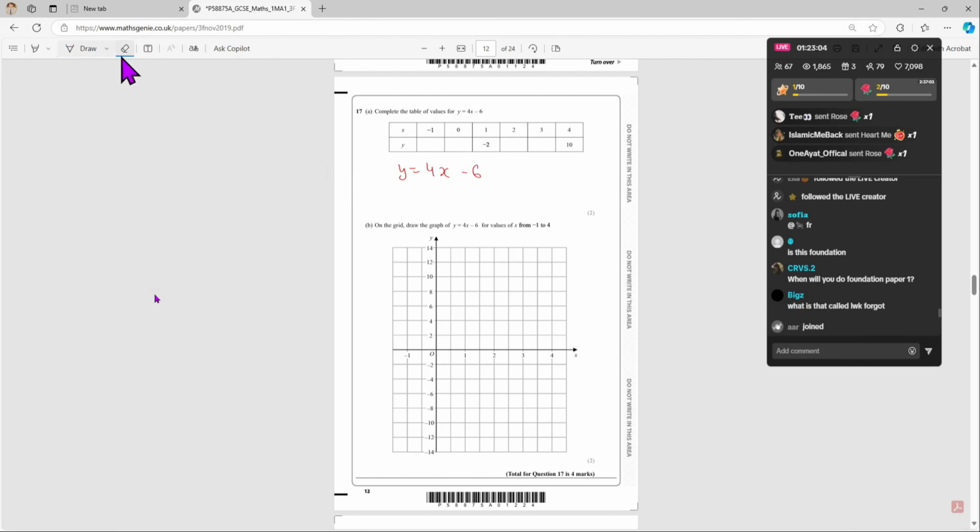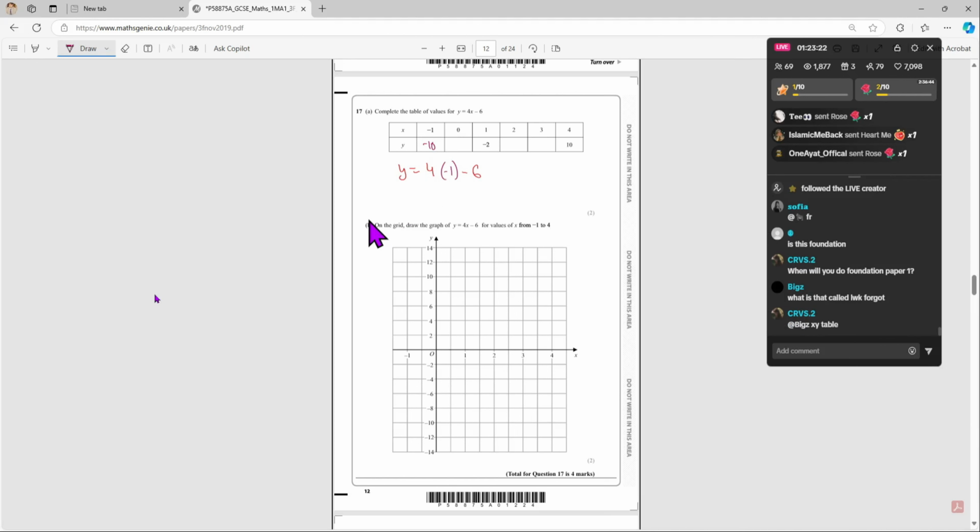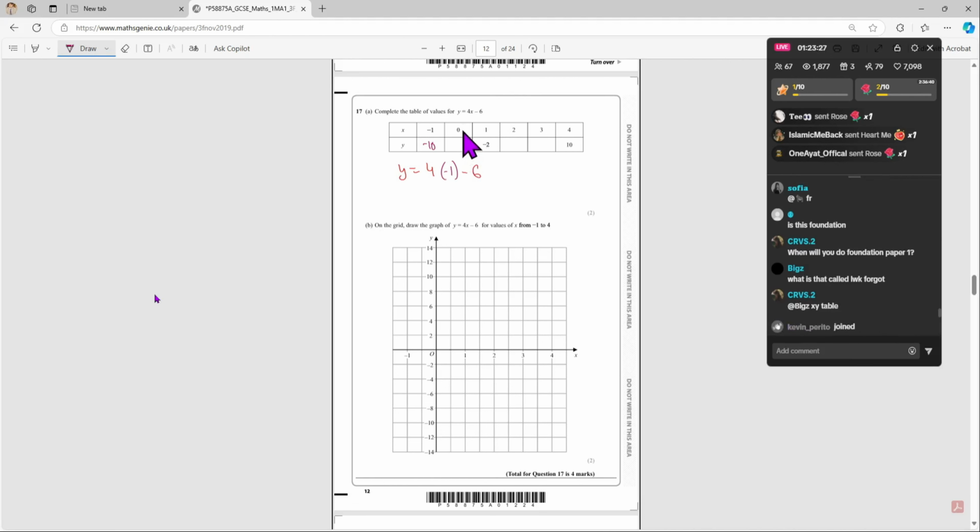So when x is equal to minus 1, then we know that y will equal minus 10. Why? Because if you do 4 times negative 1, you'll get negative 4. And then negative 4 minus 6 will be negative 10. Then you keep on doing that for every single term. So you would do 0, substitute the value of 0 for x, so 4 times 0, minus the 6 is going to be minus 6.